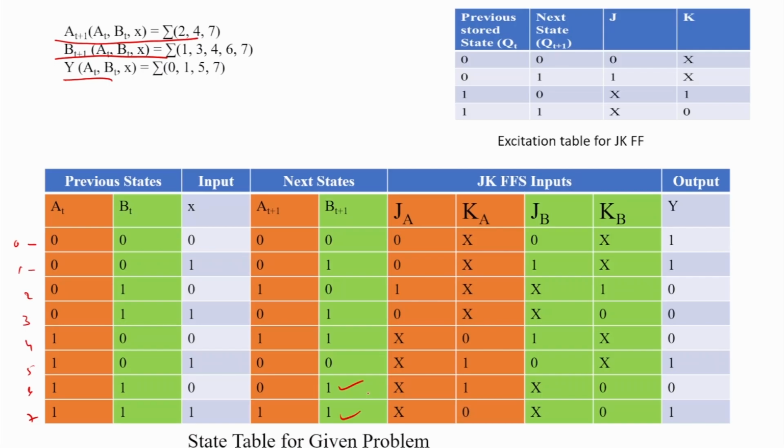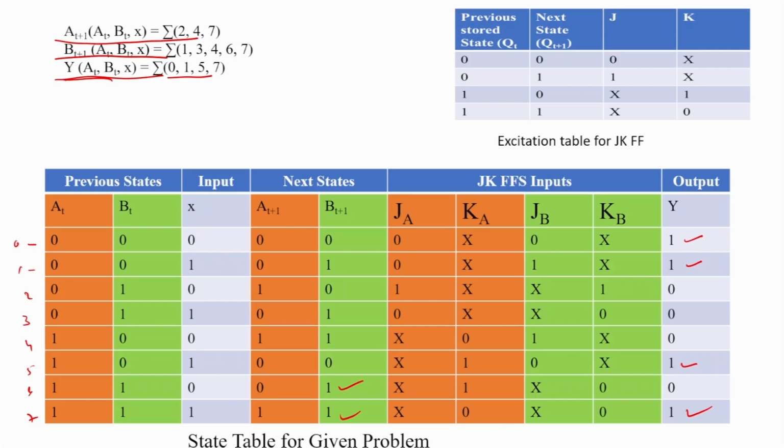Here what is the output? The output expression is given directly as y, which depends on these 3 values: A t, B t and x. In the combination of minterms 0 1 5 7, this is simply written as 0 is high, 1 5 and 7, the output is high.